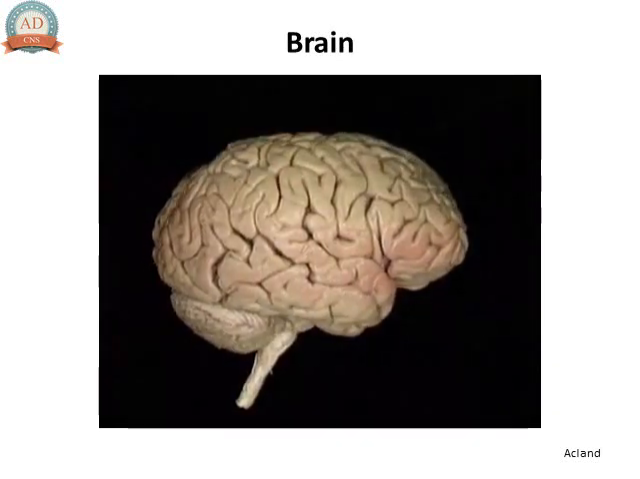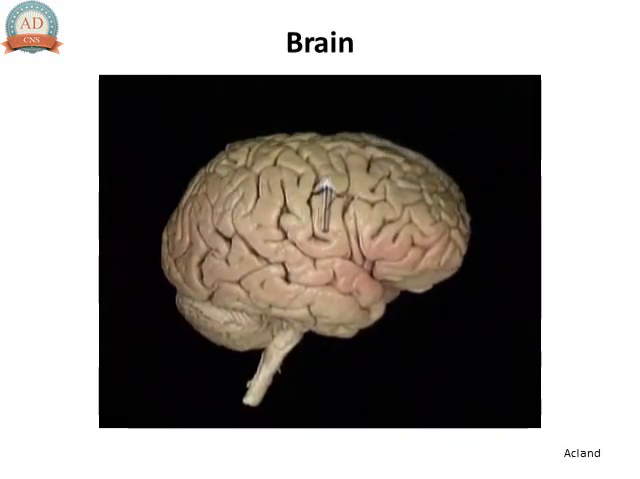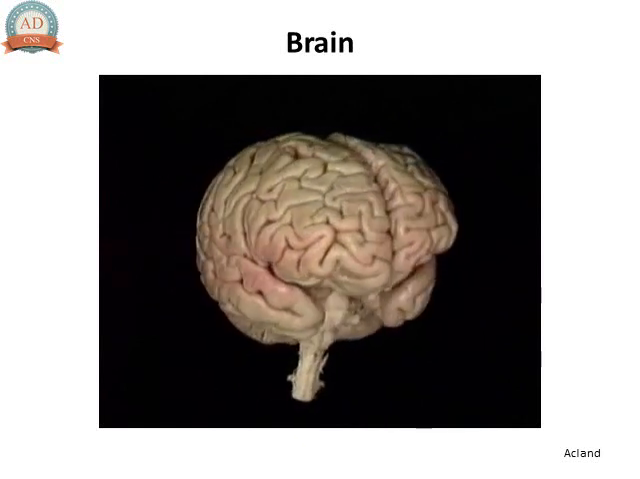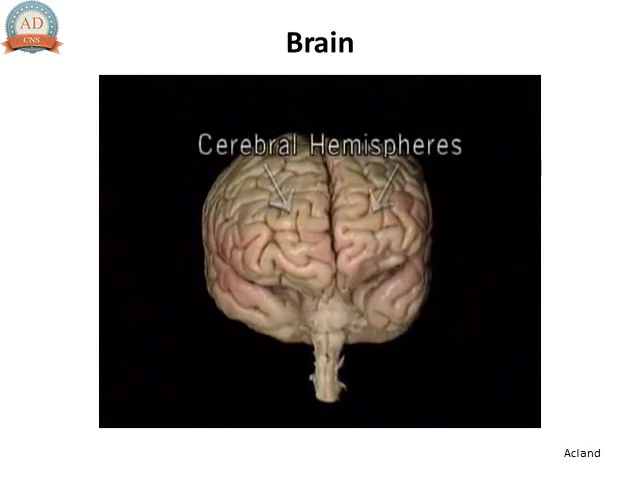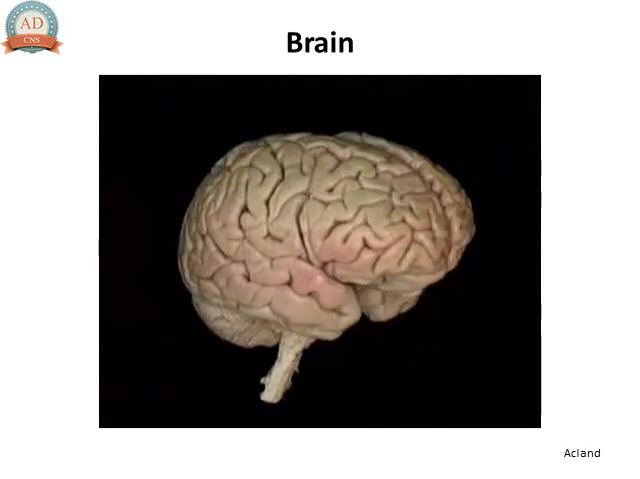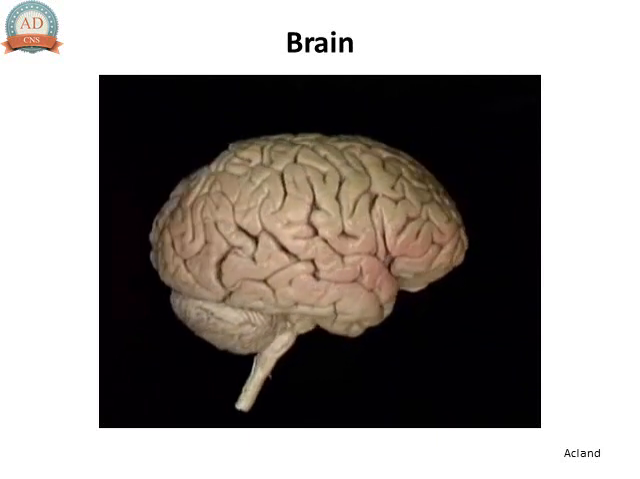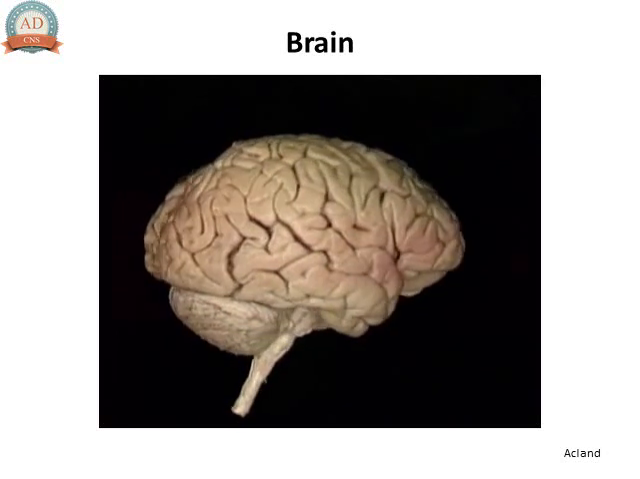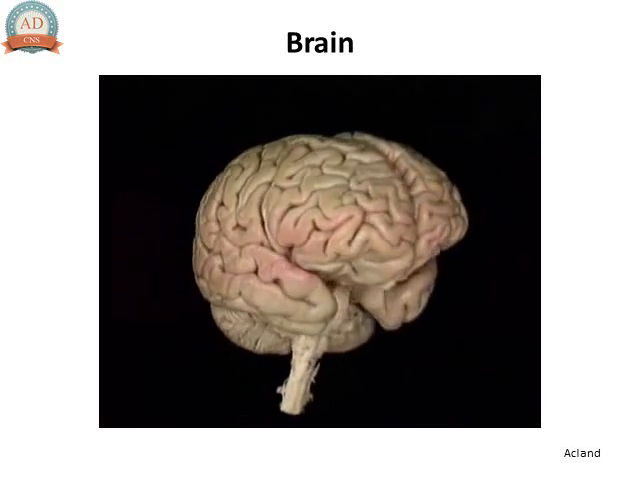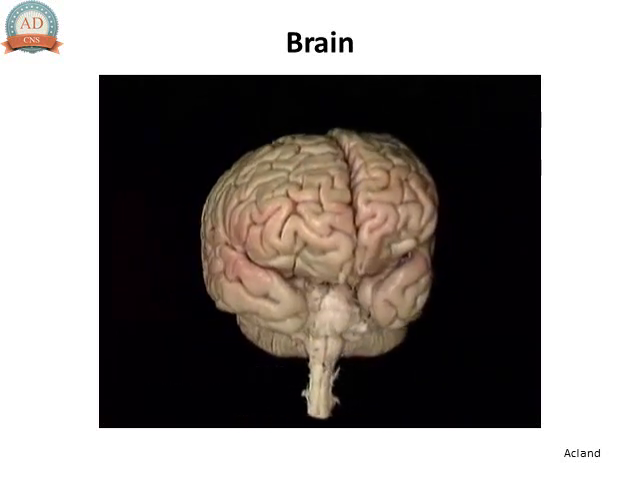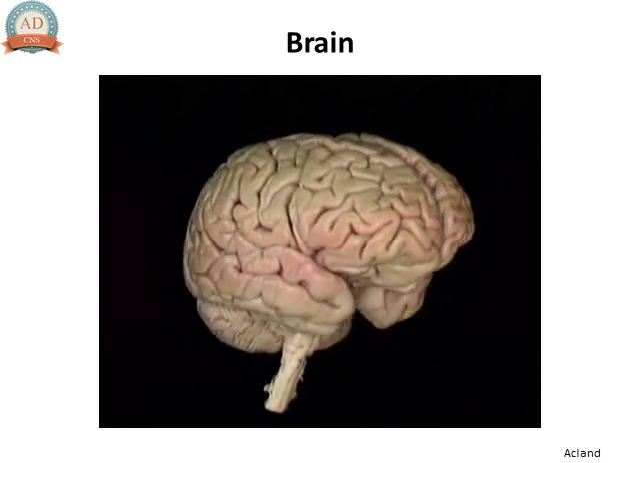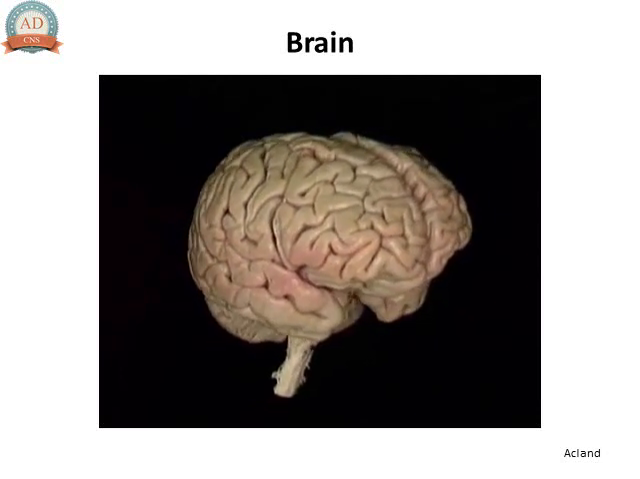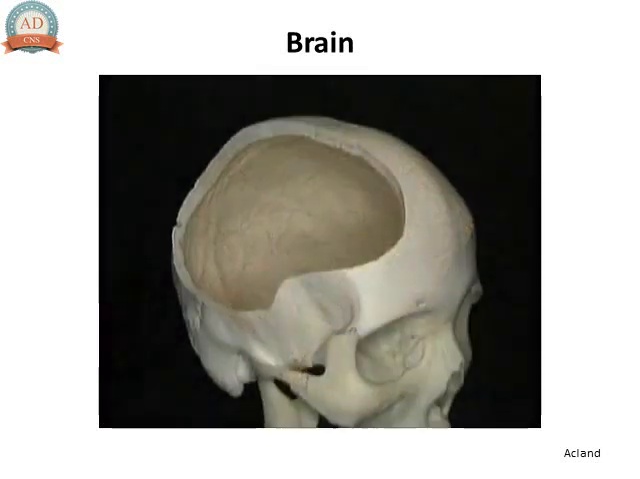Here's the brain. Much the largest part of the brain is the cerebrum. The cerebrum is partly divided in the midline into two cerebral hemispheres. Below the cerebrum and separate from it is the smaller cerebellum. The cerebrum and the cerebellum both grow out of the brainstem. The brainstem becomes continuous below with the spinal cord. The brain is contained within the cranial cavity.